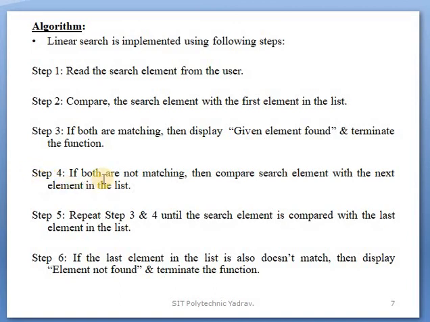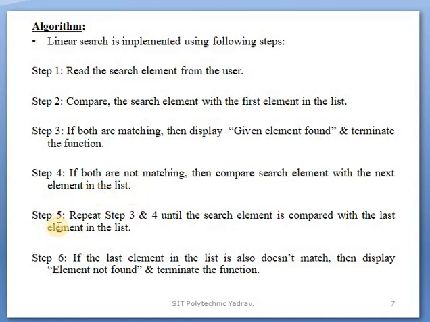Step number 4. If both are not matching, then compare the search element with the next element in the list. Clear? Meaning the search element is compared with the 0th index element in the array, and if that is not matched, then it is compared with the next element, meaning the index 1 position, after that position 2, 3, 4, up to whenever the element is found in that array. Okay.